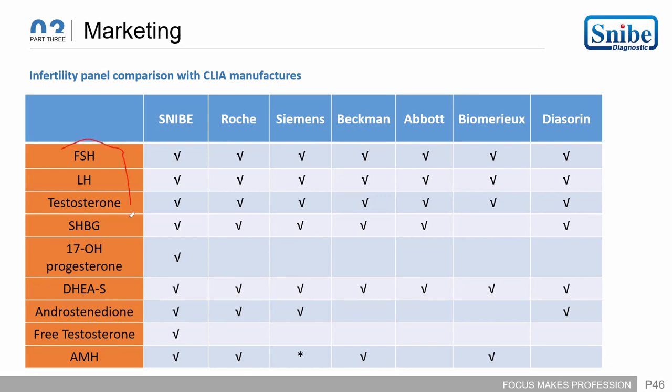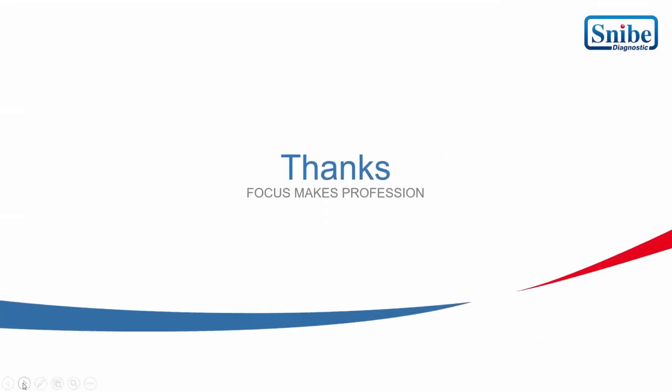So we have a very broad menu, and we have a one window solution for the infertility panels, and we have across the board the same reagent pack. If the customers want to switch from the Maglumi X3 to Maglumi X8, the same reagent pack can be used for both the analyzers, and then can be used for patient testing reporting. So this is about the comprehensive menu of SNIBE.